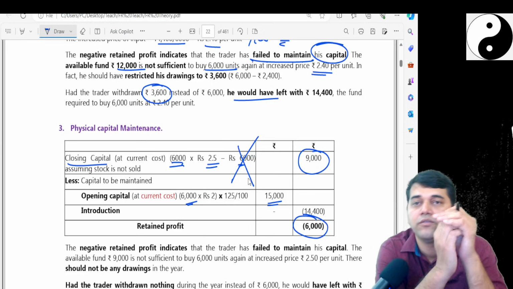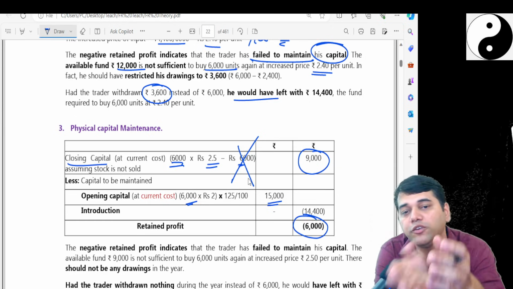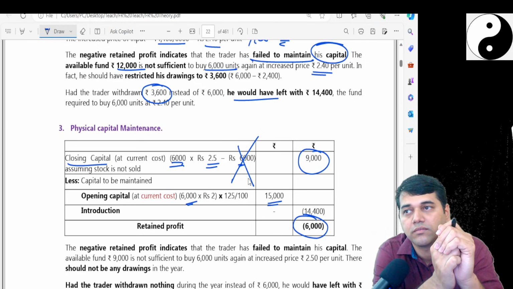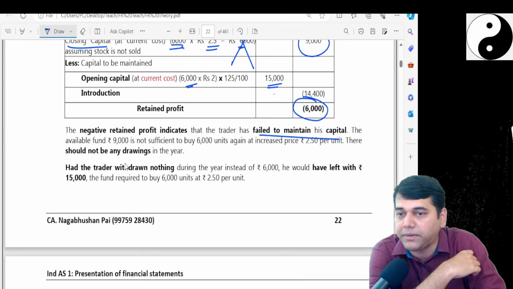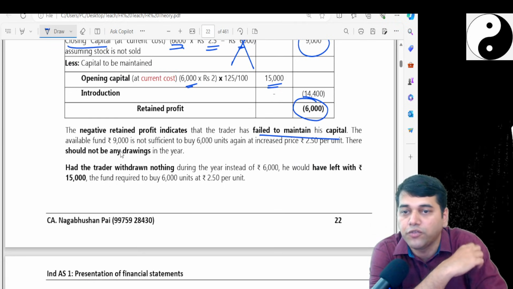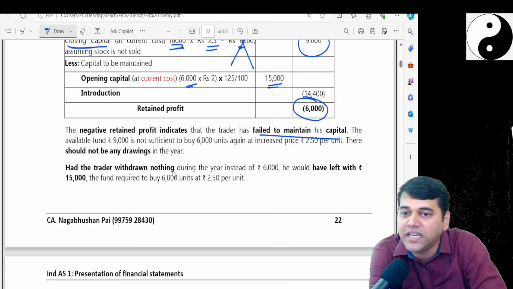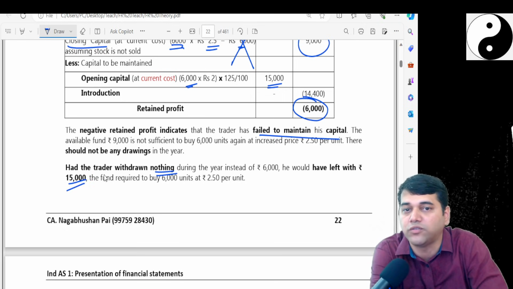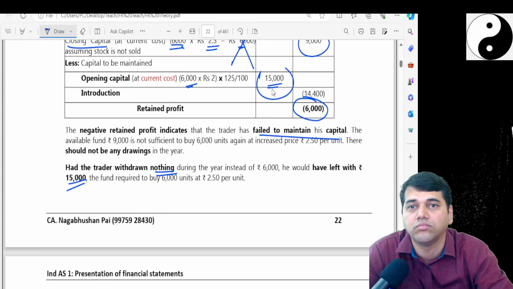If I had gone with the approach of physical maintenance, I would not have permitted you to withdraw 6,000 rupees because we are short of capital. The negative retained profit indicates that you have failed to maintain the capital. If you had sufficient funds, you could have withdrawn 6,000. Had the trader withdrawn nothing during the year, you would have been left with 15,000 rupees, which is sufficient to buy new products next year and continue.